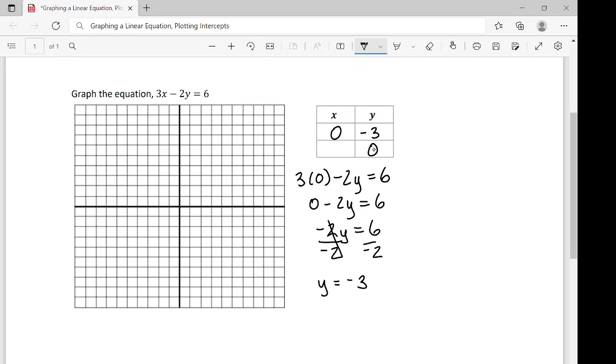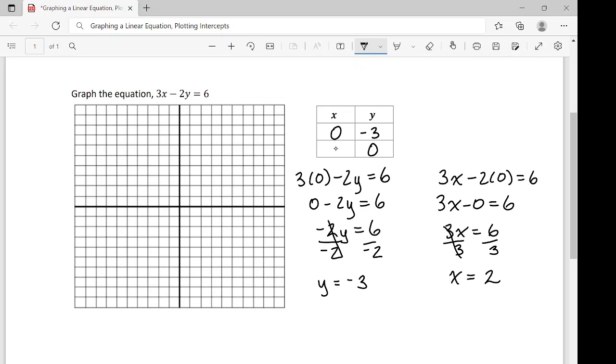Now here, y is 0. So we're going to plug 0 in for y here and solve for x. So 3x minus 2 times 0 equals 6. 2 times 0 is just 0. So 3x minus 0 equals 6. And then minus 0 does nothing, so we really just have 3x equals 6. And then divide by 3, and we're going to end up getting x equals 2. So the other part of the ordered pair here is a 2. So our ordered pairs are going to be 0, negative 3, and 2, 0.